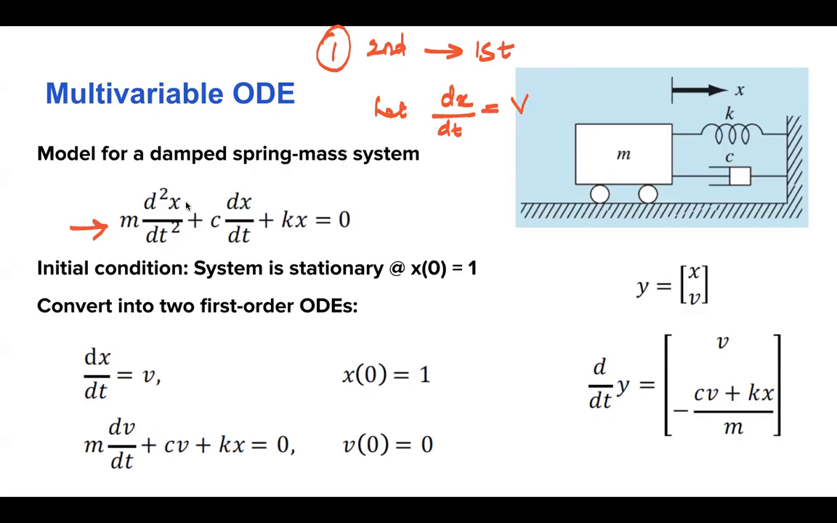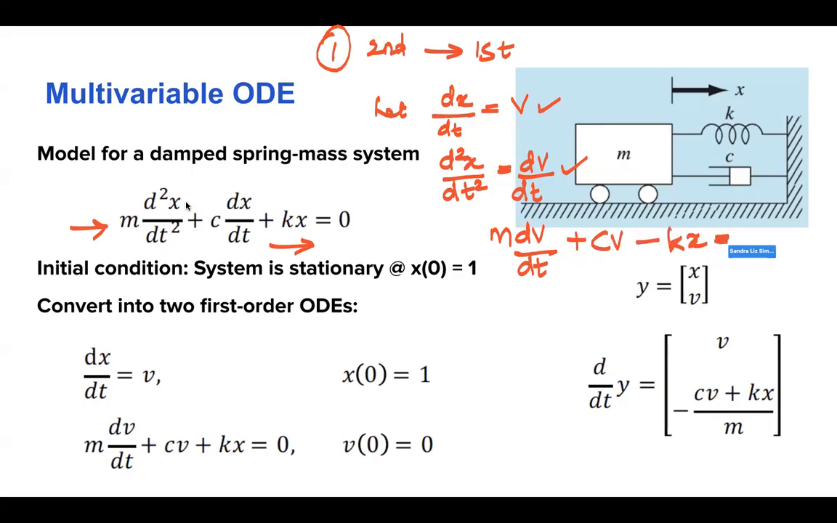Now again I'm taking a derivative of this. So d square x by dt square is equal to dv by dt, right? Now we have two equations. We assumed this, and from this equation you get the second equation. Now let us write this equation using our definitions. Instead of m d square x by dt square, you will have m dv by dt, plus c is a constant, and instead of dx by dt, you can write v, plus k x is equal to 0.